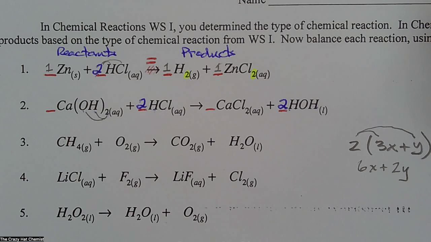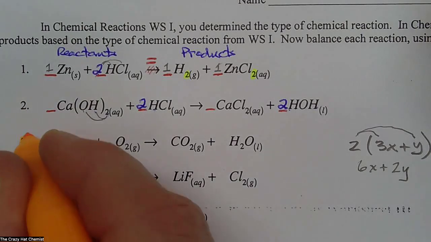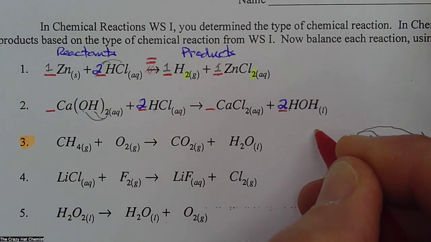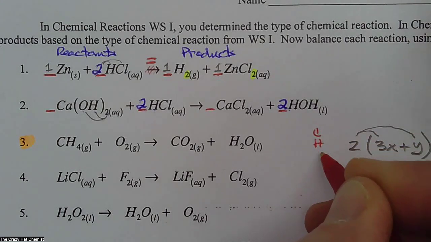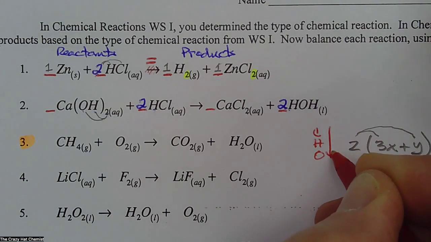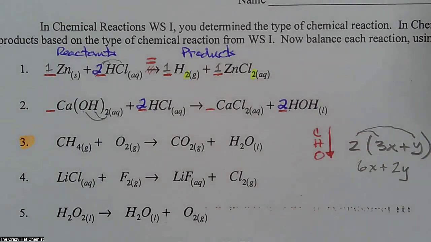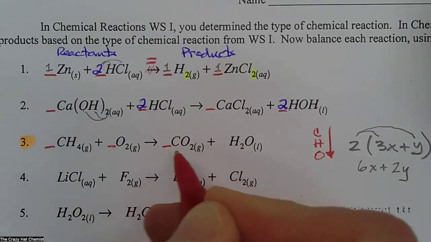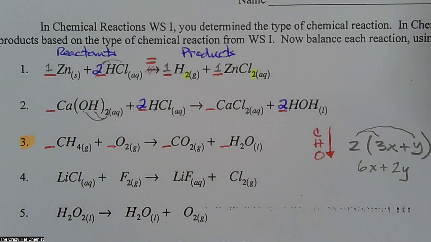Okay, problem number 3 is a combustion reaction, and combustion reactions require a special type of balancing here. So I'm going to highlight problem number 3 because we are going to balance it in a particular order. It's going to be first the carbons, then the hydrogens, then the oxygens. You always balance combustion reactions in that particular order. Now, you can balance them in any order you want to, but I guarantee you this will be the fastest process possible.